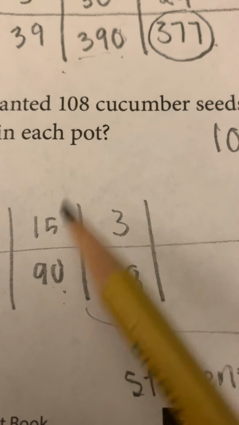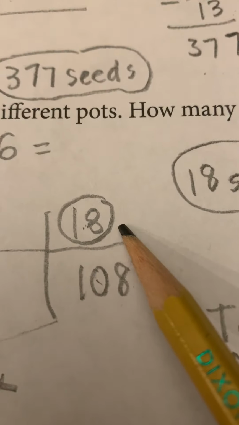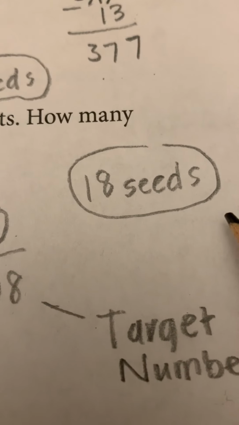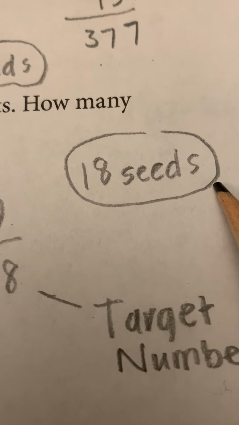So 15 sets plus 3 sets equals 18 sets, my answer. And it becomes 18 seeds in each pot.